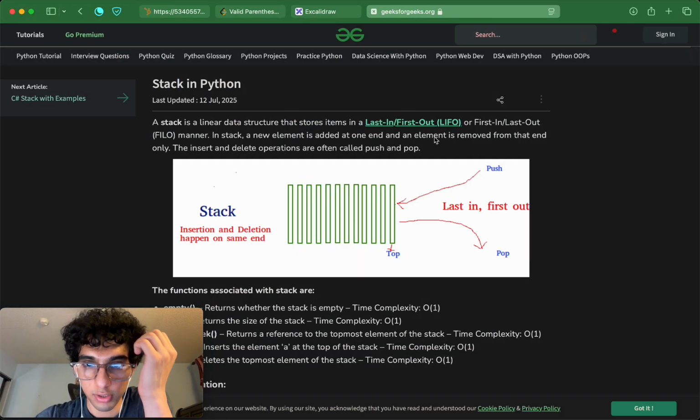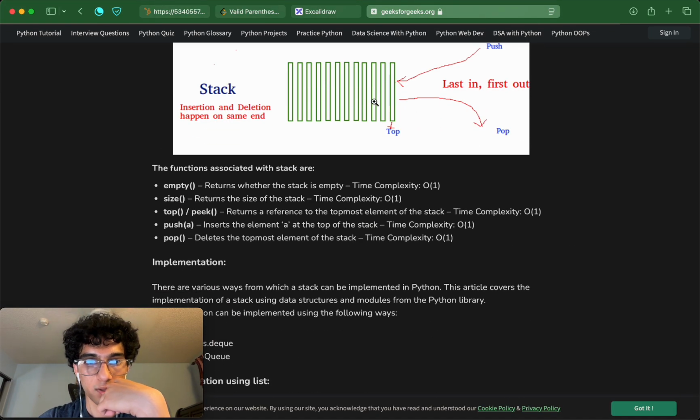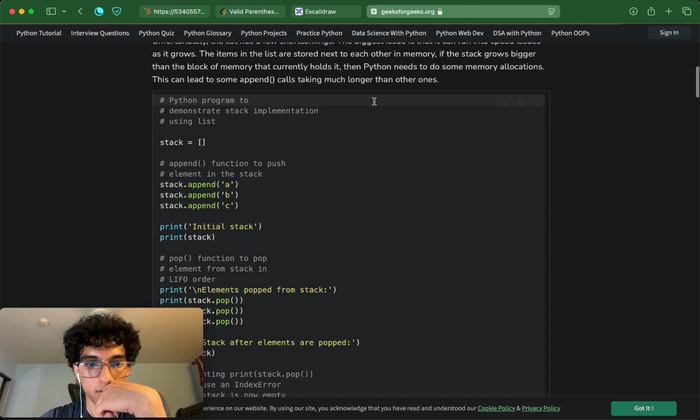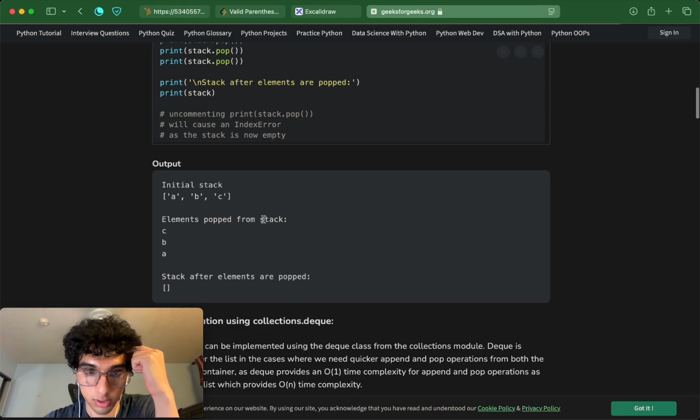Stack, linear, last name first. Okay, I was right. Or first name last name. FILO, LIFO. The list. Append. Okay, so just append, push, pop. Then pop it, that gives you the value.